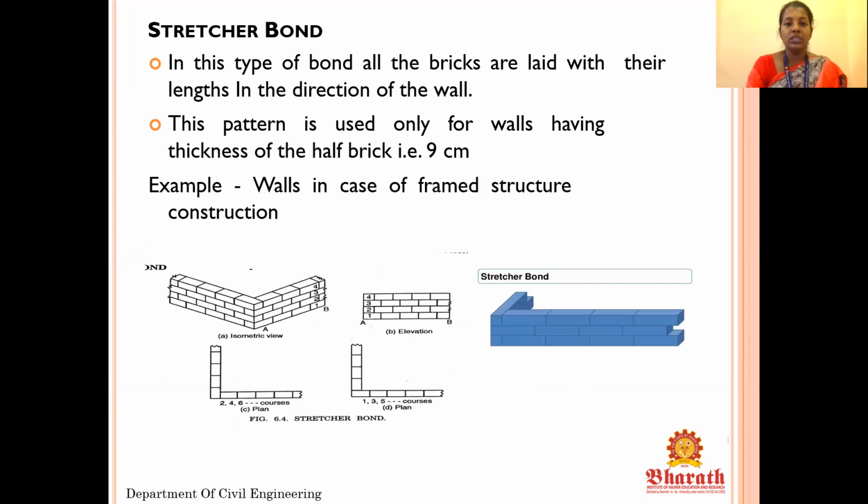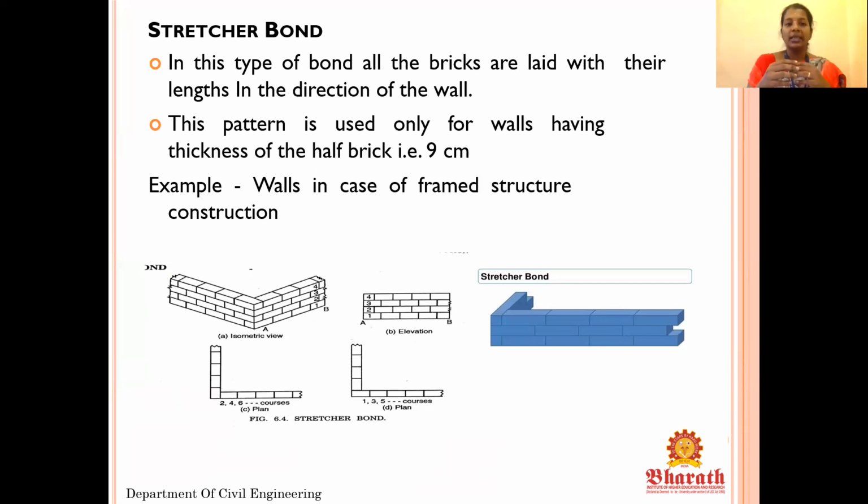Now we are going to see stretcher bond. Stretcher bond is a type of bond where all the bricks are laid with their length in the direction of the wall. A few images are shown here. You can see the plan, elevation, how the bricks will be seen, and the isometric view also describes clearly how the stretcher bond looks. This pattern is used only for walls having the thickness of a half brick, that is 9 centimeter. An example is walls in frame structure construction.